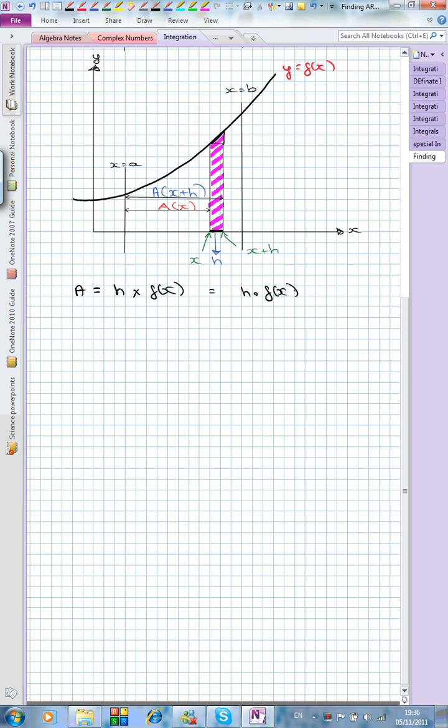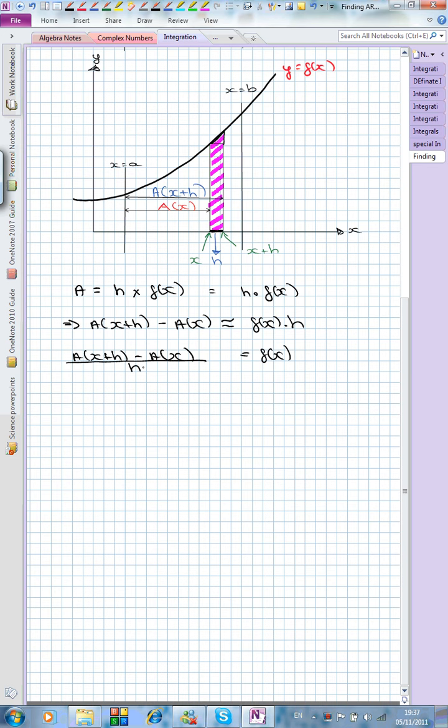The area is approximately h f(x), which implies, if we look at our diagram here, A(x plus h) take away A(x) gives me the area of the purple strip, and we can now approximate this to f(x) by h. Now by just manipulating that formula, I can get an expression just for f(x) by itself, which is A(x plus h) take away A(x), divided by h, and you can probably start to recognize what this formula looks like.